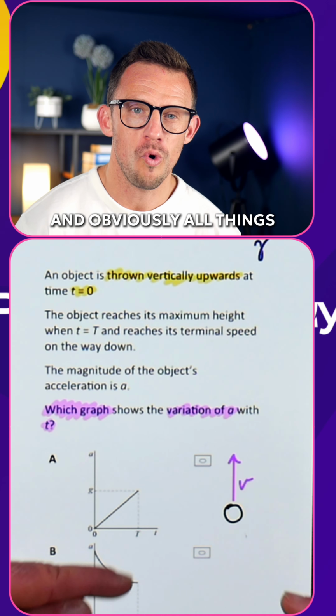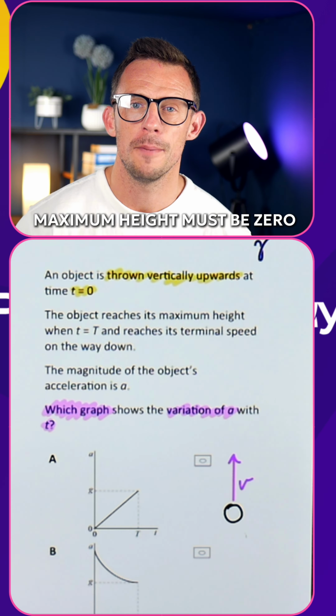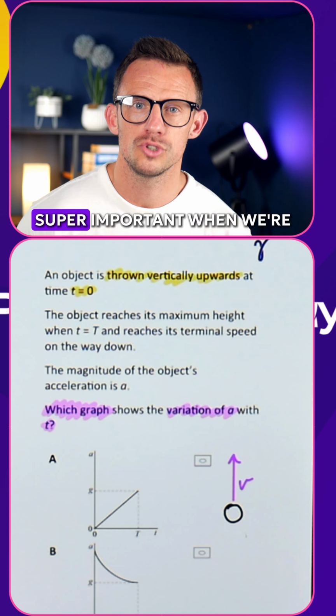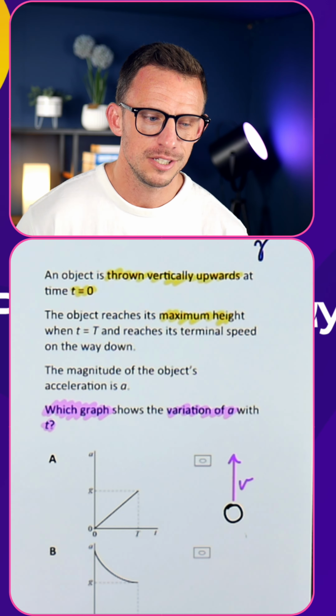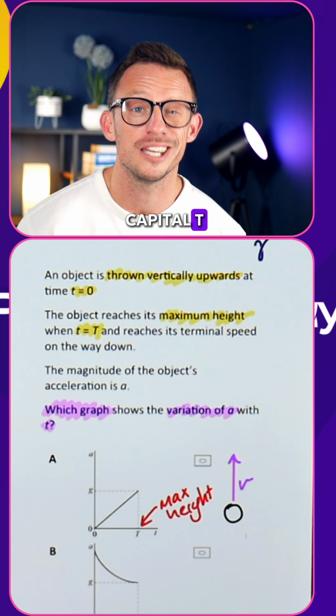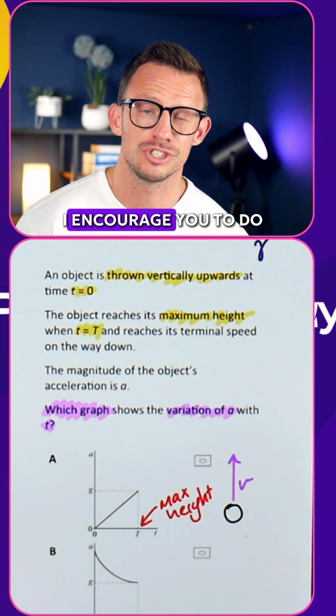And obviously, all things must come back down to the ground. So my velocity at maximum height must be 0. So the velocity is decreasing. Super important when we're looking at the graphs. Speaking of maximum height, it tells me that maximum height occurs at capital T. I annotate on my graphs, another key skill I encourage you to do.